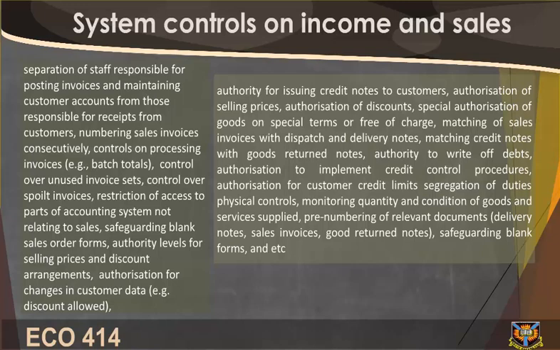authorization of selling prices, authorization of discounts, special authorization of goods on special terms or free of charge, matching of sales invoices with dispatch and delivery notes, matching credit notes with goods return notes, authority to write off debts, authorization to implement credit control procedures, authorization for customer credit limits, segregation of duties, fiscal controls, monitoring quantity and condition of goods and services supplied, pre-numbering of relevant documents, delivery notes, sales invoices, goods return notes, safeguarding blank forms, and so on.